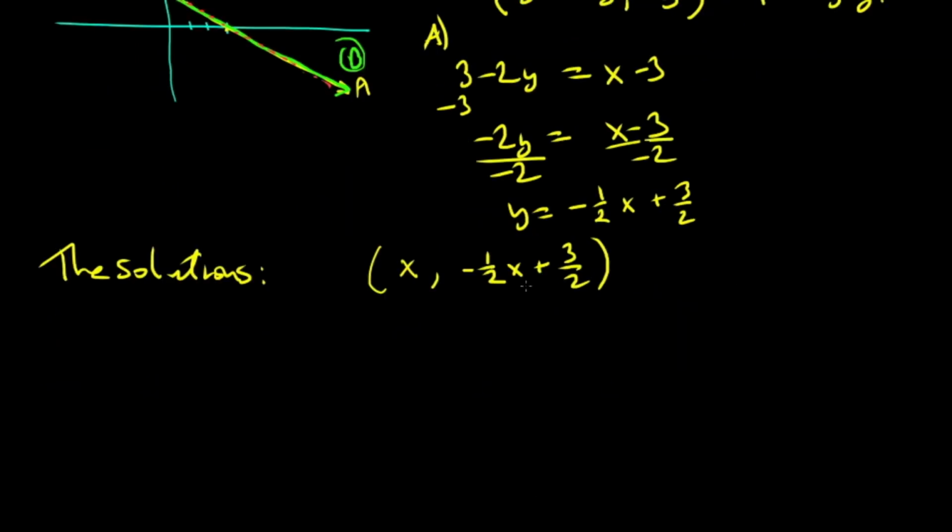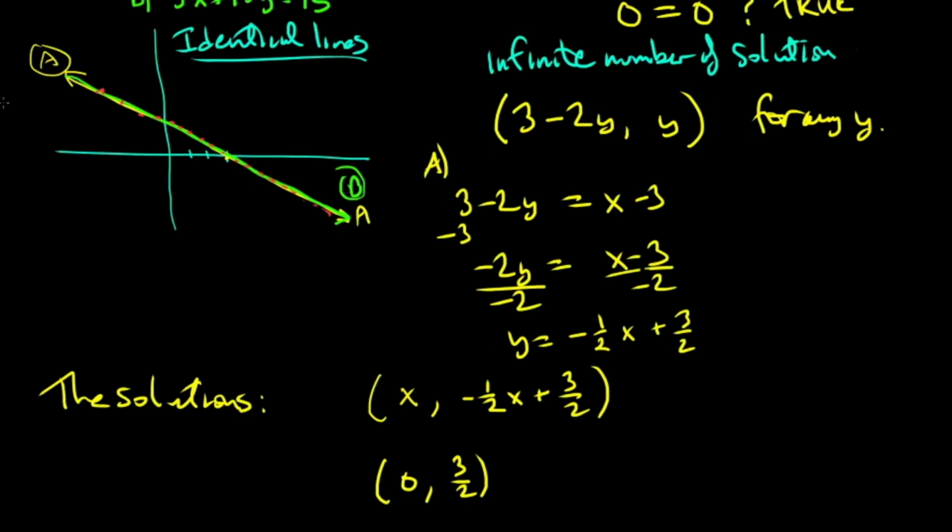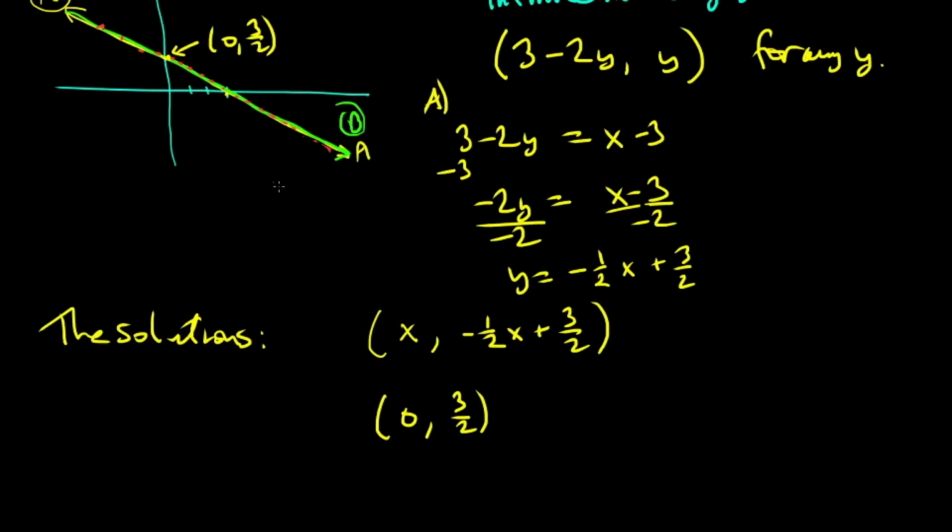So one example, one such solution is when x is 0, y is 3 over 2. And that point is right about here. That's the y-intercept. Okay. Another solution would be when, let's say, y is 0, and x is going to be 3. So that's this point right here. Right? So those are the intercepts, but there's many, many other points.